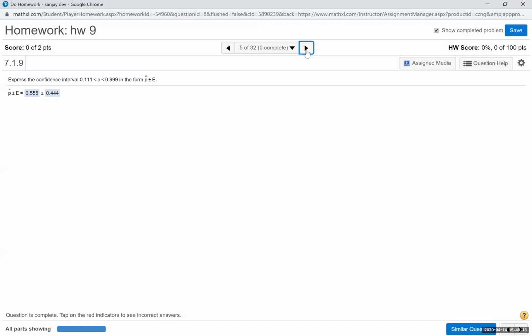Number 5, now they give us the other way around, right? They give us that P, the true population proportion, is between 0.111 and 0.999. That's like 11.1% and 99.9%. And they want us to write it down in the form of P hat plus and minus E. So how do we do that?